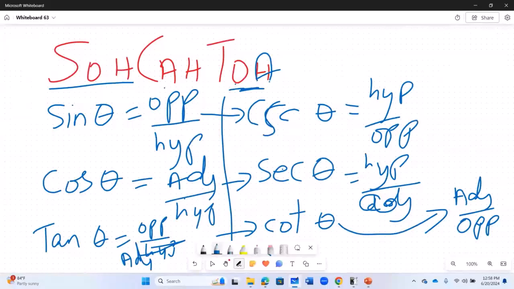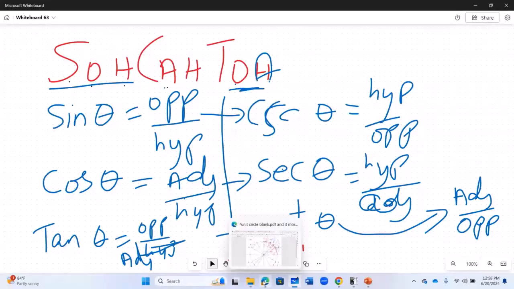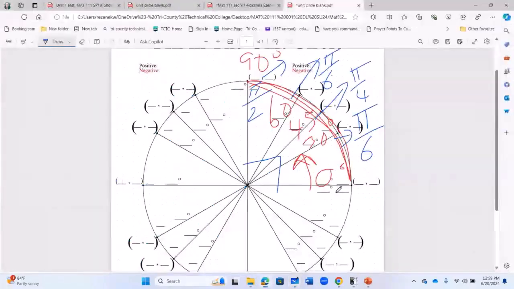Okay, and so we call these the 6 trigonometric ratios. 6 trig ratios. Okay, all right, so I am going to go back. Hopefully you now remember this. You use SOHCAHTOA to remember that sine is opposite over hypotenuse, cosine is adjacent over hypotenuse, tangent is opposite over adjacent. All right, so now I'm going back to that. Now I remember I was here.